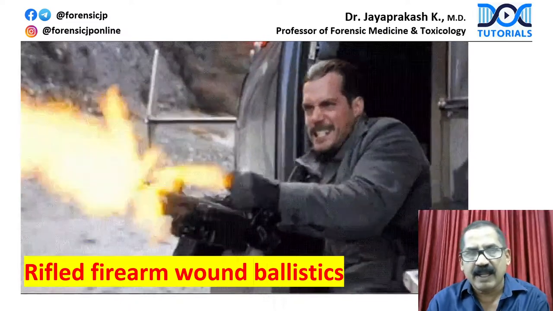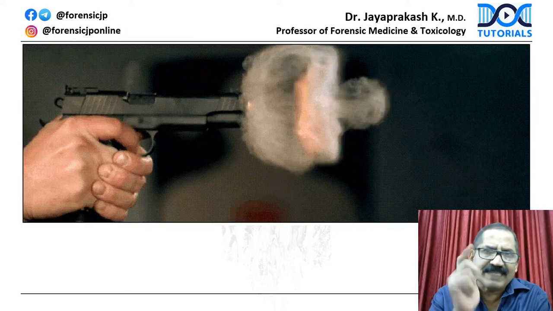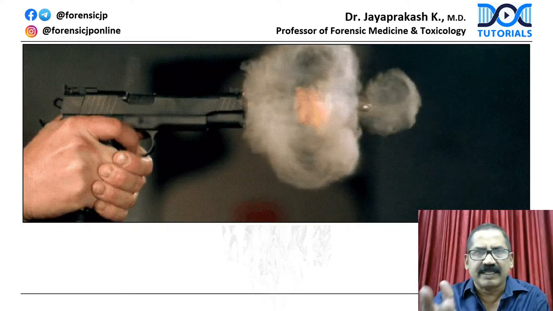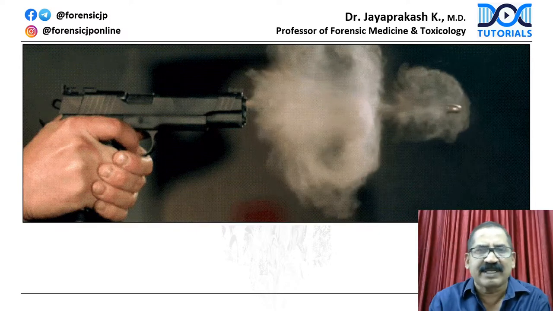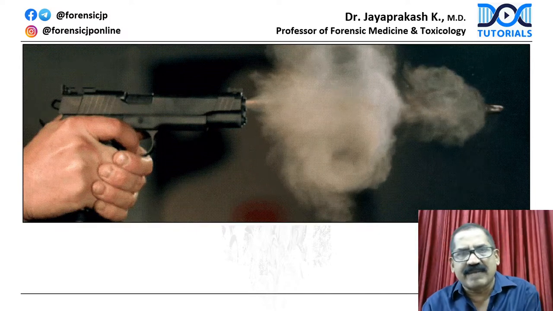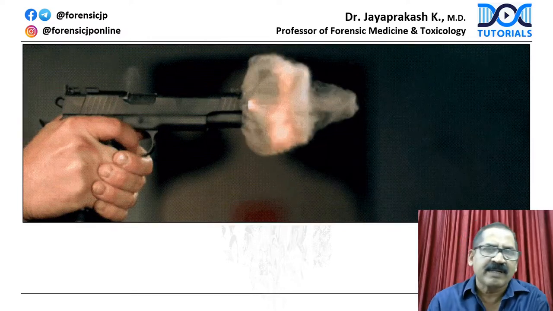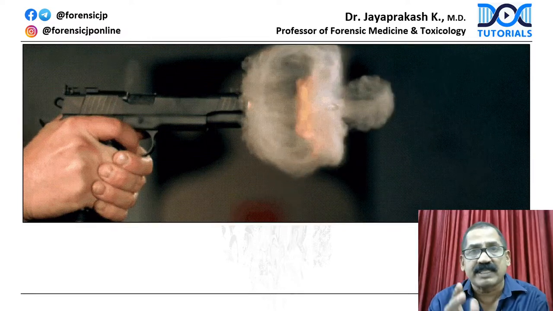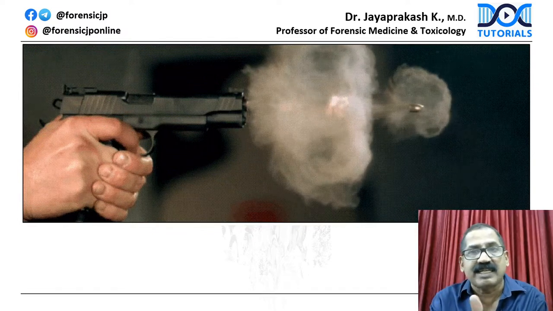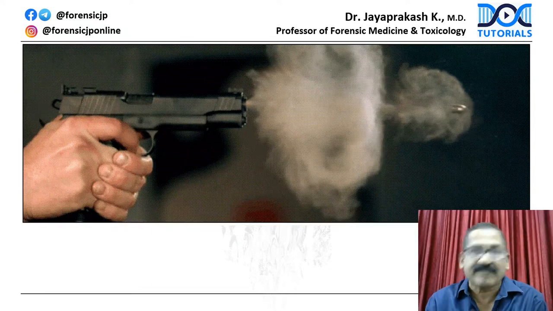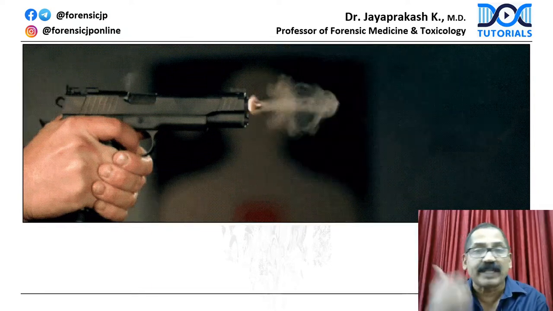Okay. Now, once a gun is fired, whether it is a pistol, a revolver, or AK-47, rifle, military rifle, anything, all these are examples of rifle firearm. Pistol and revolvers are handguns. AK-47, AK-56, Tenguns, all these are carbines. And rifle and military rifle, they are shoulder guns.